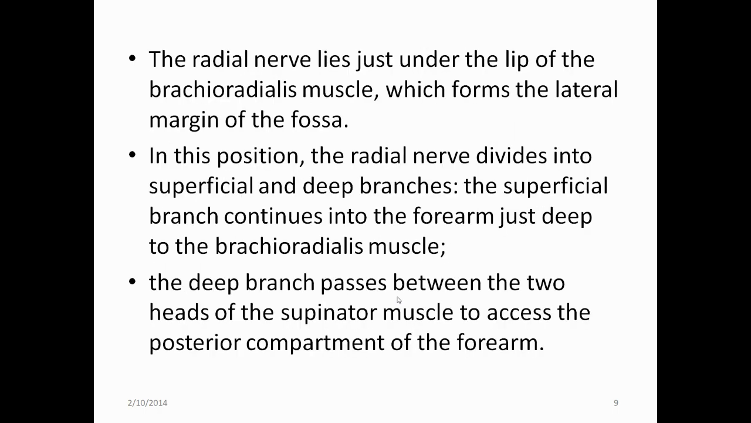The radial nerve lies just under the lip of the brachioradialis muscle, which forms the lateral margin of the fossa. In this position, the radial nerve divides into superficial and deep branches. The superficial branch continues into the forearm, just deep to the brachioradialis. The deep branch passes between the two heads of the supinator muscle to access the posterior compartment of the forearm.